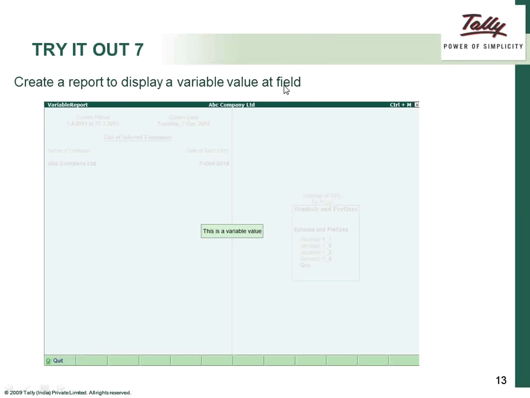This is just a try-it-out that you can write. Simply create a report, form, part, line, field, and a variable, and write something such as double hash the variable name. If the variable has a value, there will be an output. If the variable does not have a value, it will not have an output.